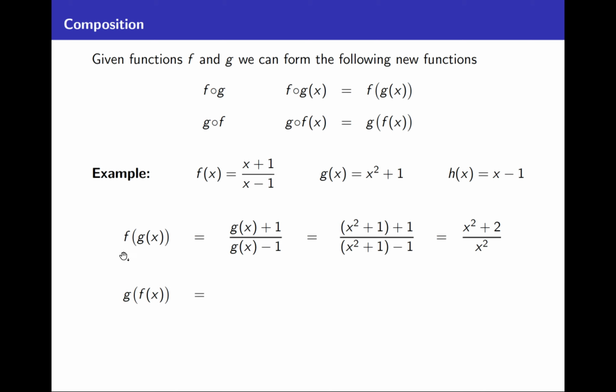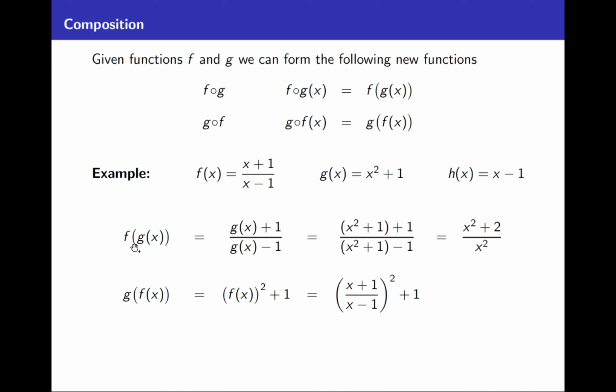Let's also work out g composed with f. We'll do it in opposite order. So for g composed with f, g is the function that whatever you plug into it, you square it and add 1. So here we are plugging in f of x to g, so we would square that f of x and add 1, and our f of x is x plus 1 over x minus 1. So that gets squared, and we add 1. So there's our function g of f of x.